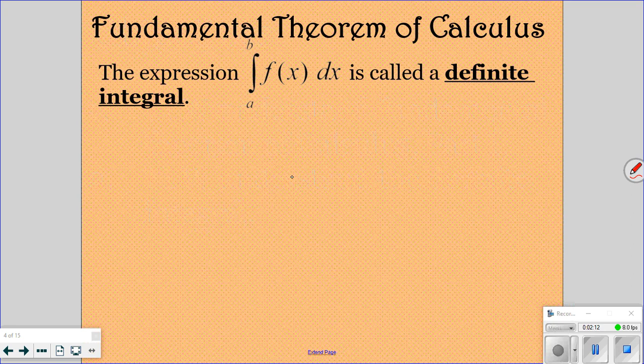So the fundamental theorem of calculus uses definite integrals. This is a definite integral. The reason it's called a definite integral, we have endpoints of A and B. And so we are actually going to evaluate this. We're going to integrate, and then we're going to be plugging in our A and our B.